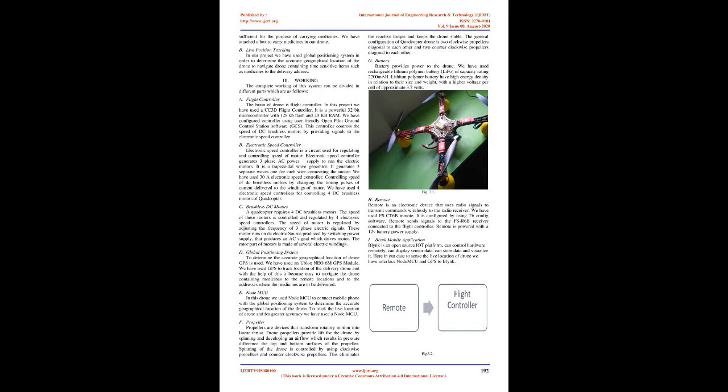DC brushless motors. A quadcopter requires 4 DC brushless motors. The speed of these motors is controlled and regulated by 4 electronic speed controllers. The speed of the motor is regulated by adjusting the frequency of three-phase electric signals. These motors run on a DC electric source produced by a switching power supply, which produces an AC signal that drives the motor. The rotor part of the motors is made of several electric windings.